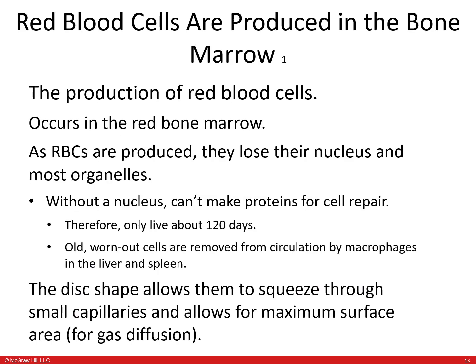The red blood cells are produced in the bone marrow, and as they are produced, they lose the nucleus and most of the organelles. This is an important fact because red blood cells are one of the only cells that don't have a nucleus. Without a nucleus, they cannot make proteins and they cannot repair themselves. So they only live up to about 120 days. The worn out cells are removed by macrophages in the liver and the spleen. The shape of the red blood cells allows them to go through small capillaries and increases the surface area.